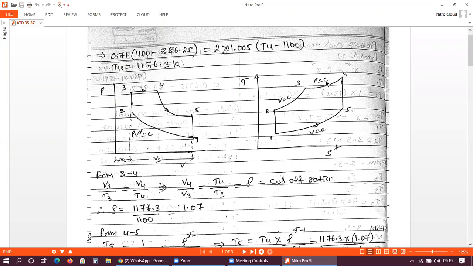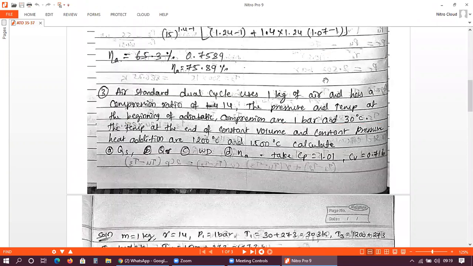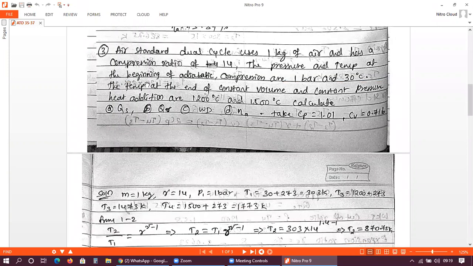Okay, so this is how you have to understand what is given in the problem. Unless you are familiar with the PV diagram along with the TS diagram, it is very hard to understand what is actually given in the problem.